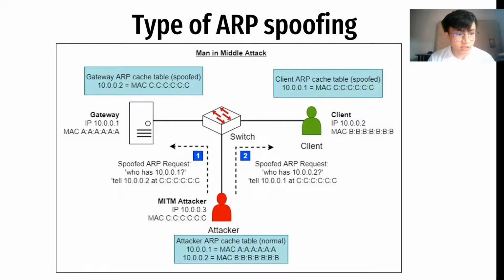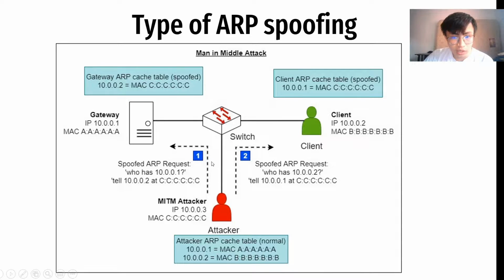So the next one is a man-in-the-middle attack. The attacker sends a spoofed ARP request to the gateway and the victims, so the poison reroutes all the traffic between the gateway and the victims to the attacker. The attacker then acts as a relay between them.